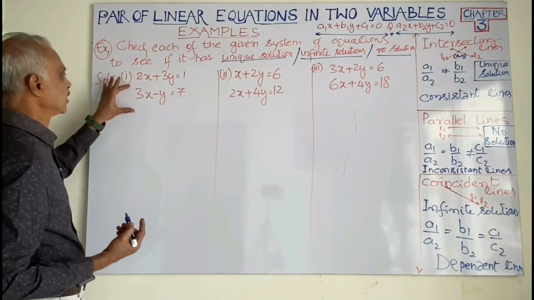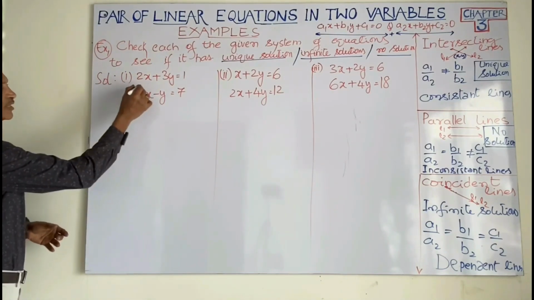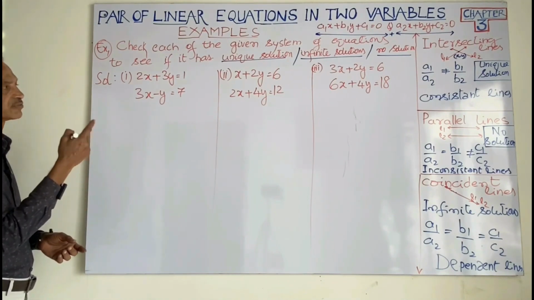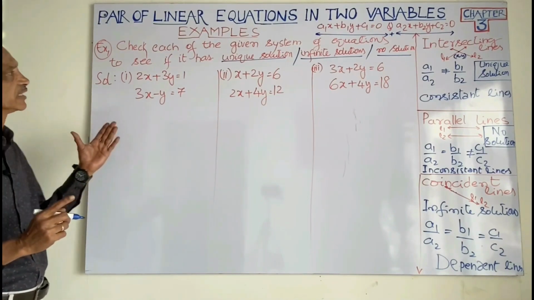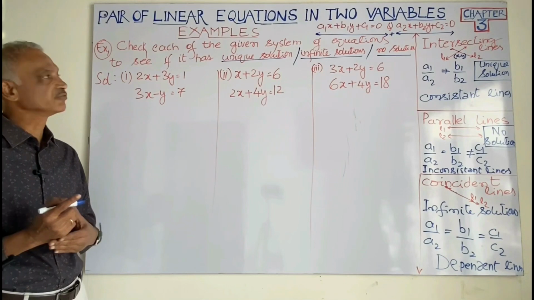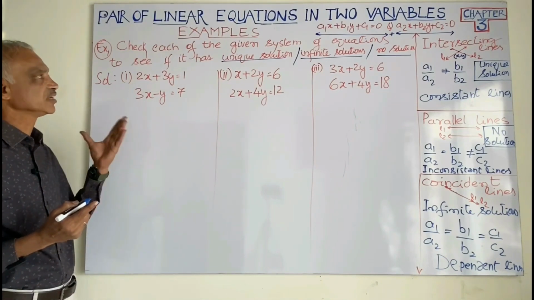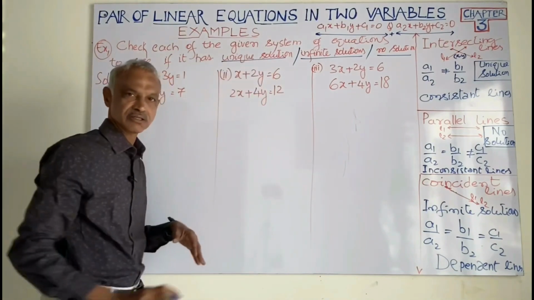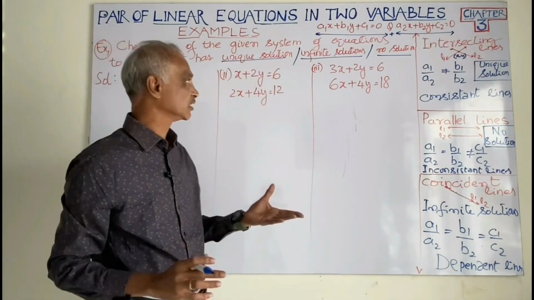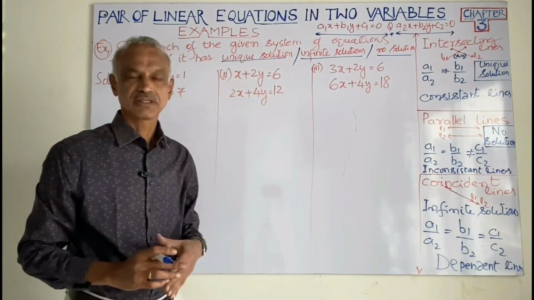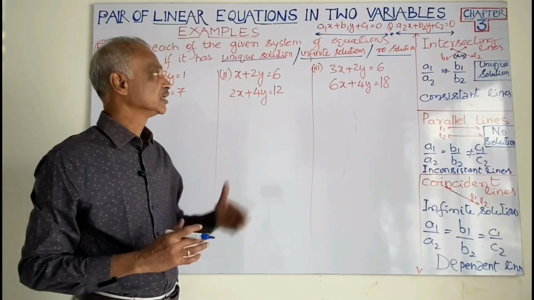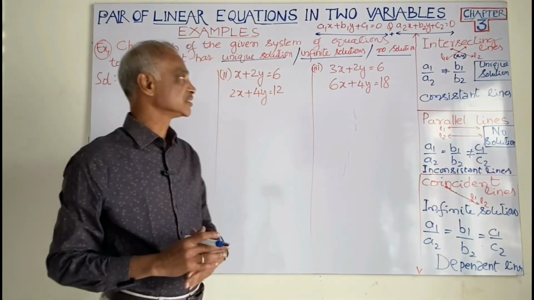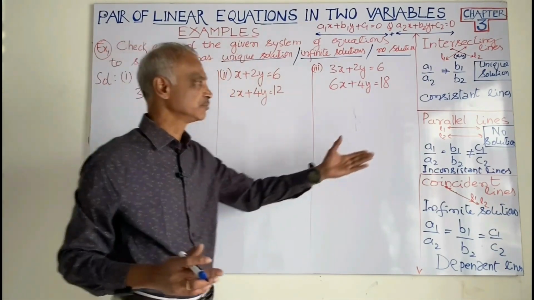Now the first problem we will do: given 2x + 3y = 1 and 3x - y = 7, what we have to do is check each of the given systems of equations to see whether it has a unique solution. Unique solution means intersecting lines. Whether they will have infinite solutions, infinite solutions means coincident lines. No solution means parallel lines.